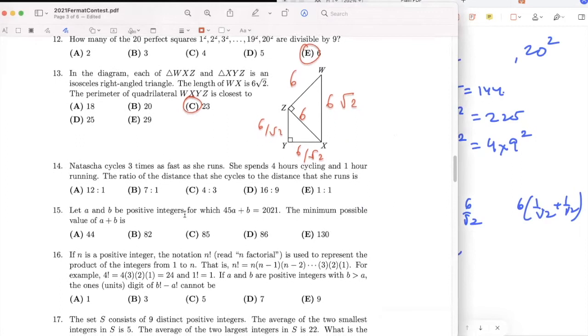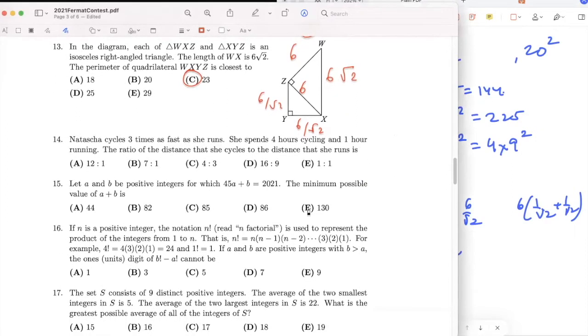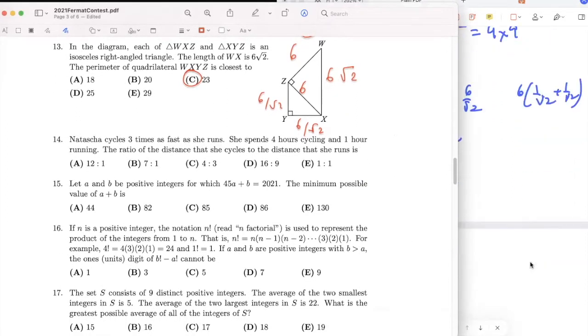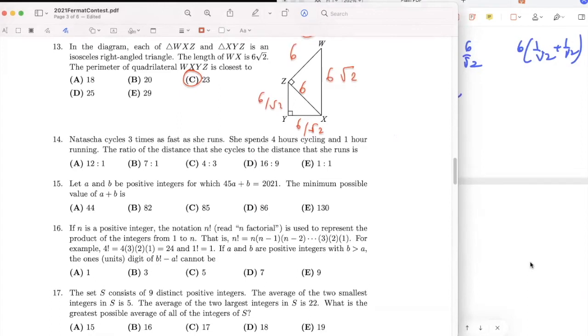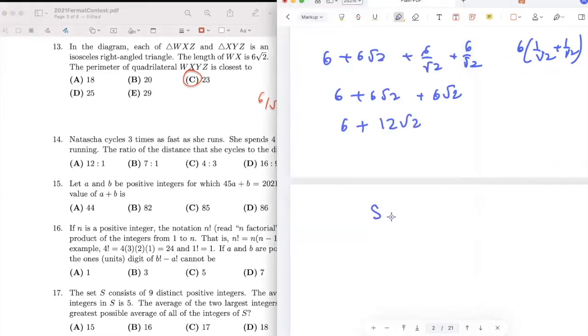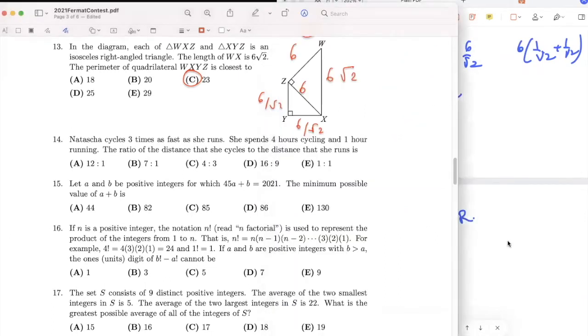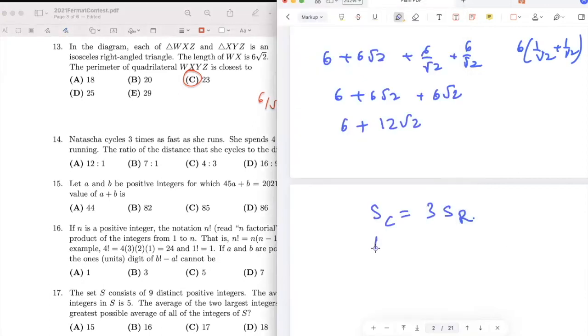Okay, Natasha cycles 3 times as fast as she runs. And she spends 4 hours cycling and 1 hour running. The ratio of the distance that she cycles to the distance that she runs is what? Okay, so speed of cycling is 3 times speed of running. And she spends 4 hours cycling and 1 hour running. So time of cycling is 4 times time of running.